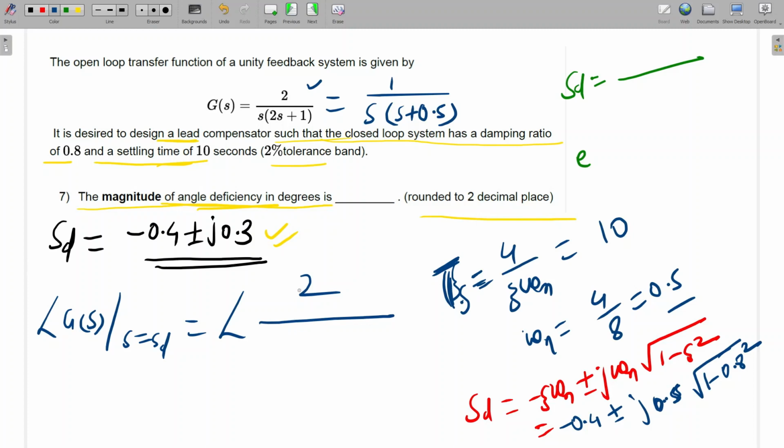So it will be the angle of 1 divided by (minus 0.4 plus j0.3), and the second value will be s plus 0.5. So s_d plus 0.5 means 0.5 minus 0.4, that will be how much? 0.1, plus j0.3. Is it correct?